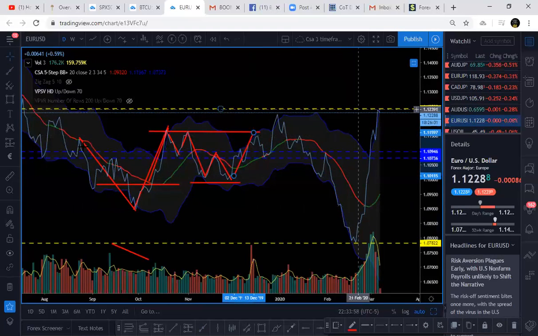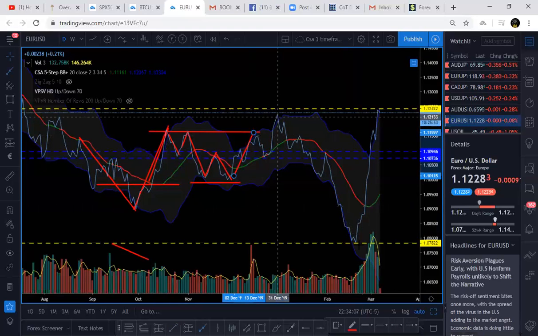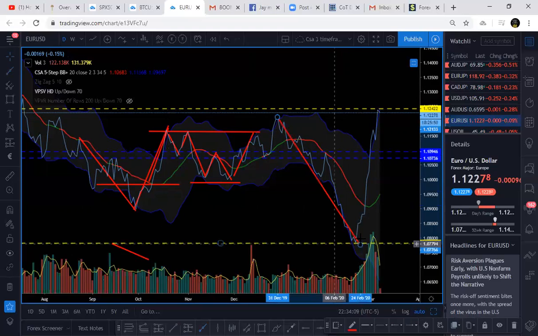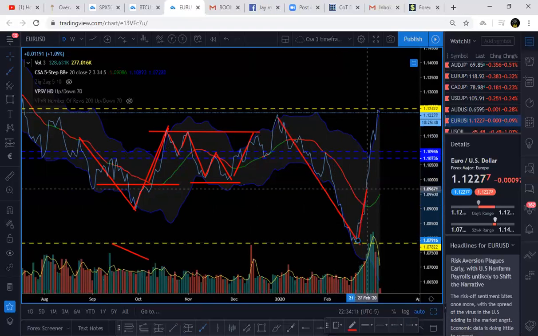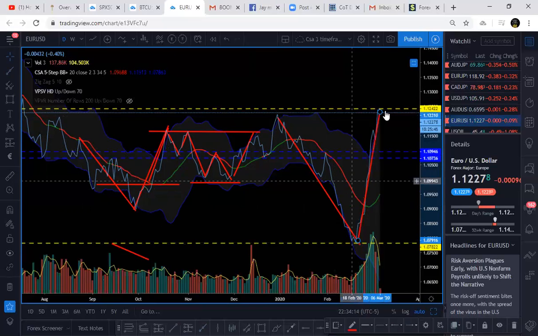So you have that little bitty V right there, but then you have a mini V, but then you have a macro V, which is going to be on a bigger scale, like a multi-day, multi-session. Like this took weeks for it to form.